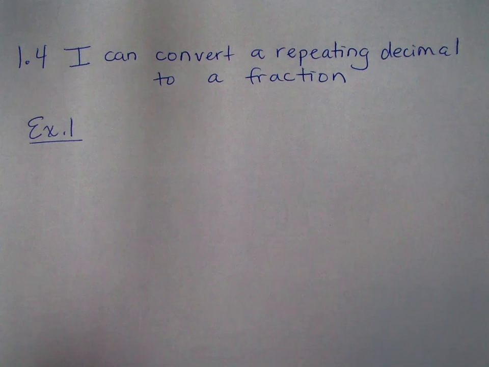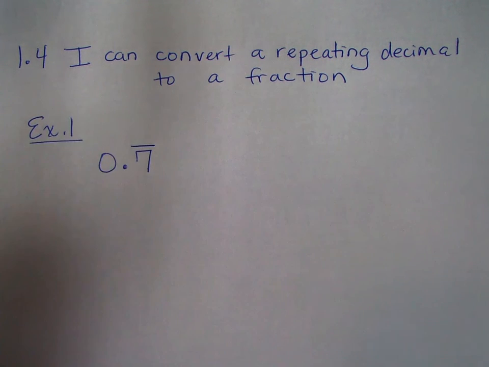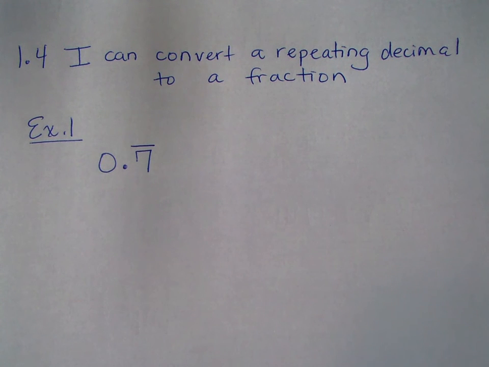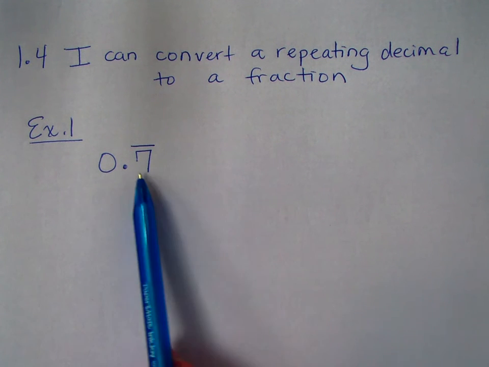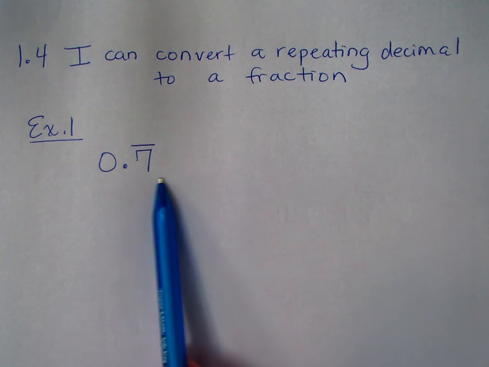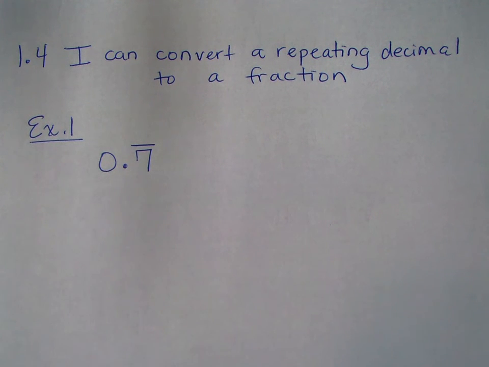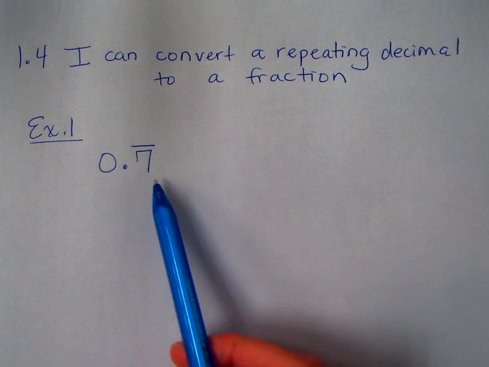Example one for this learning target. Let's say we wanted to convert 0.7 repeating there. On the ones that terminate, I told you guys to look to the place value, right? But because this doesn't terminate, it's going to keep going, 0.777. I don't know what to put it over because it just keeps going.